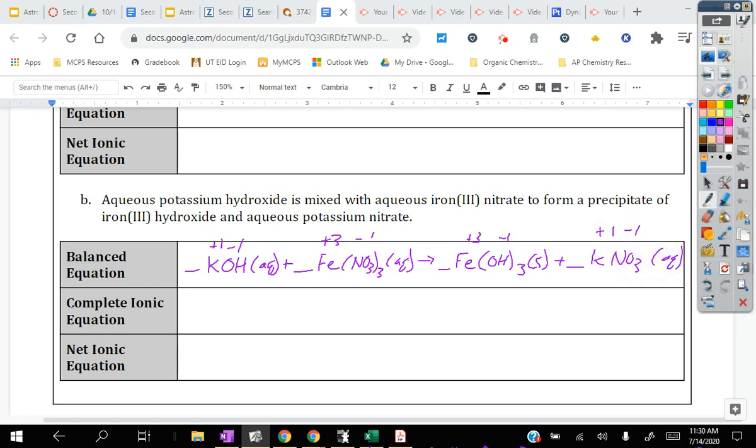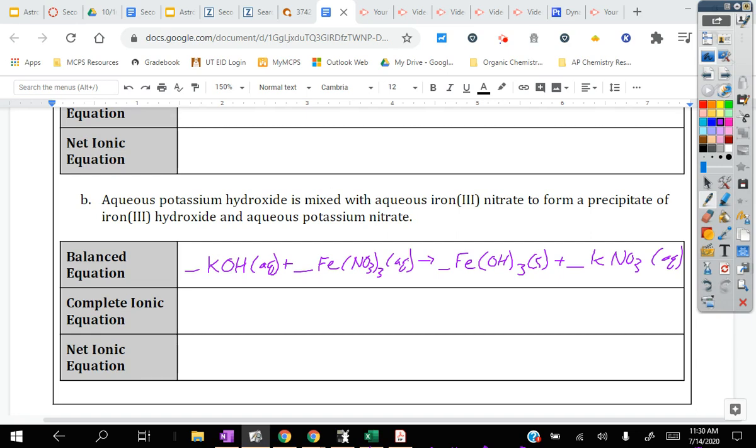Now, when you write your balanced chemical equation, you don't actually need these charges here. I should have mentioned that before. You only need them when you're writing the formulas, and then you can get rid of them. However, I left them in the last problem because it made it a little bit easier to write my complete ionic and net ionic equation. I didn't have to refer back to check my charges.